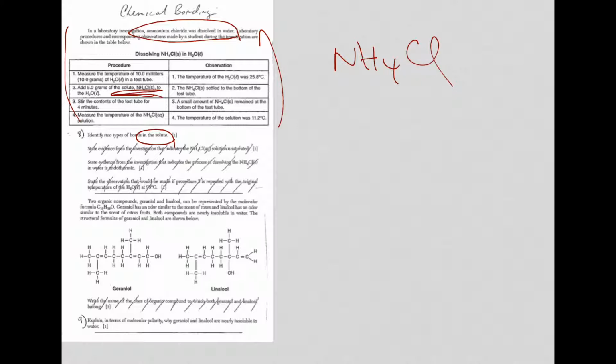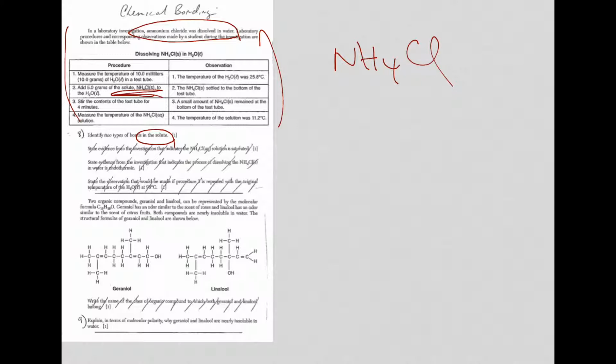Let's move on. Okay, again we have a table here and information, and in question 8 it says identify the 2 types of bonds in the solute. Well, the solute is what's being dissolved, and right here up at the top I'm told that ammonium chloride was dissolved in water. Now, if you forgot the formula for ammonium chloride, if you take a look at the data table, you're told the solute right here is NH4Cl.